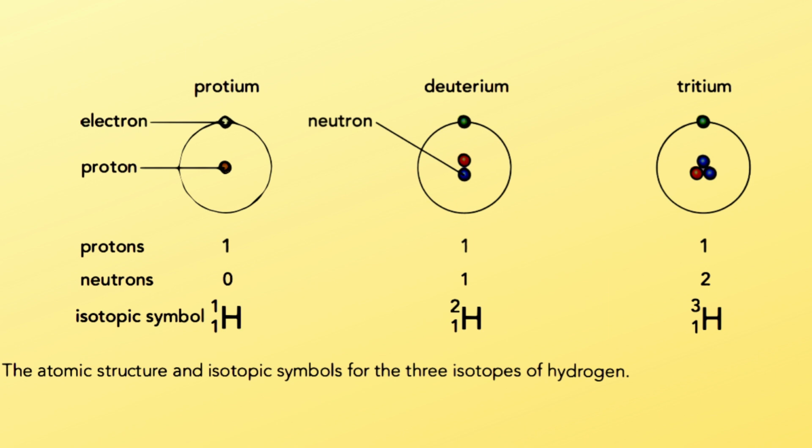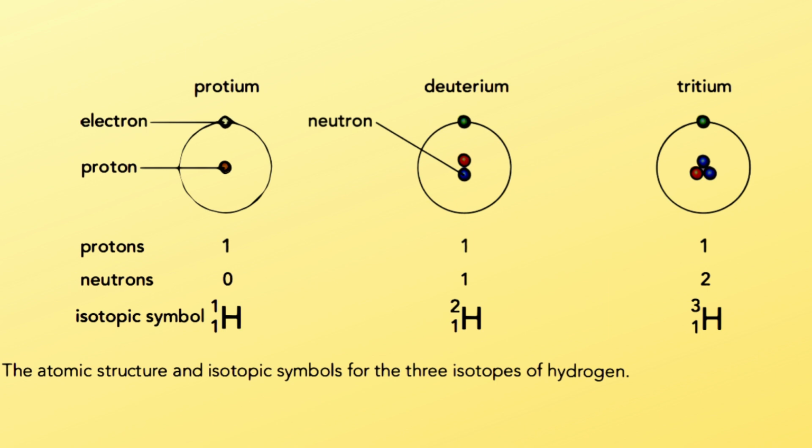Focus on the second one, deuterium. There is 1 proton and 1 neutron inside the nucleus and 1 electron. So the nucleon means mass number. Mass number is the proton number plus neutron number. So it has become 2. Symbol becomes 1H2. In the case of tritium, there are 2 neutrons and 1 proton. So it has become 1H3.